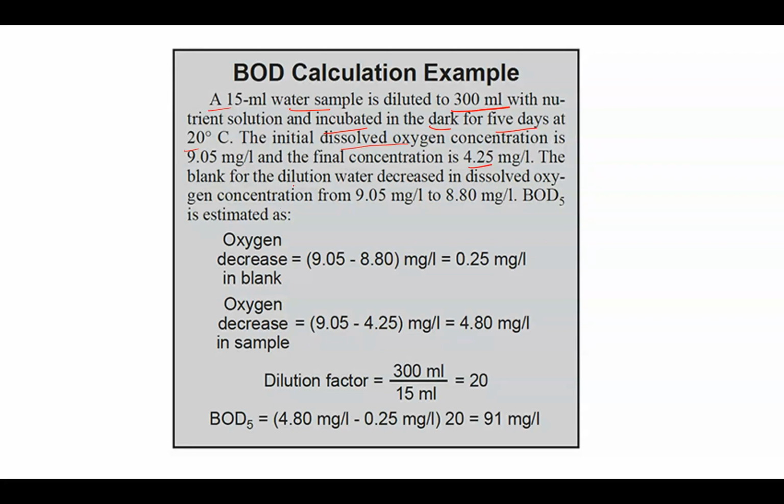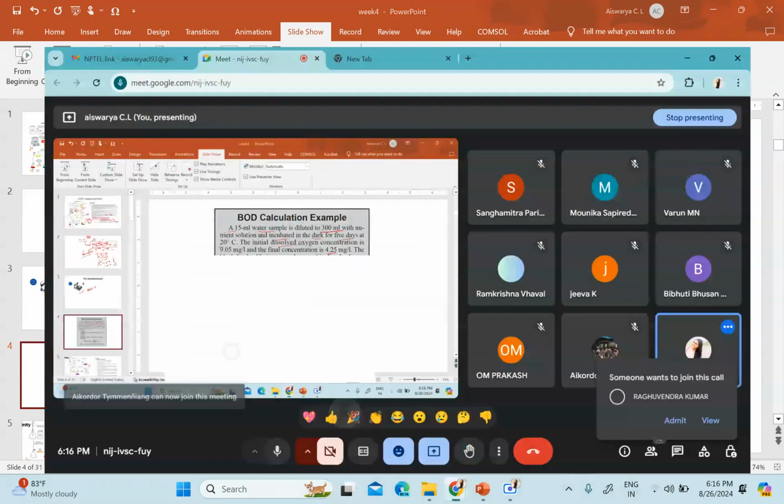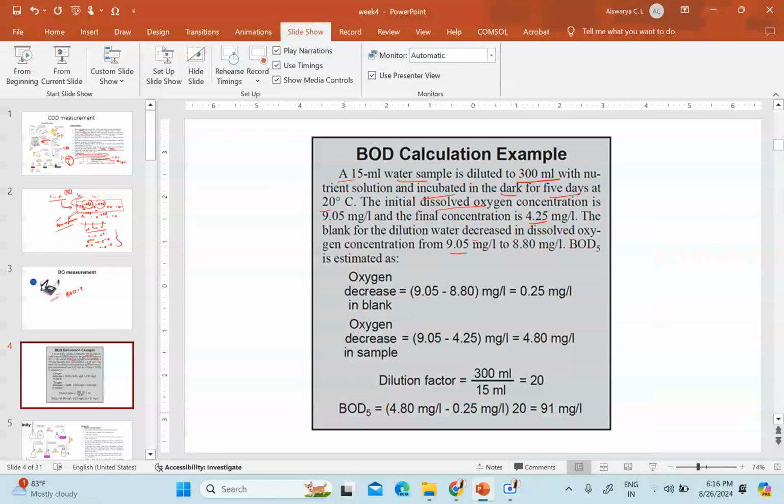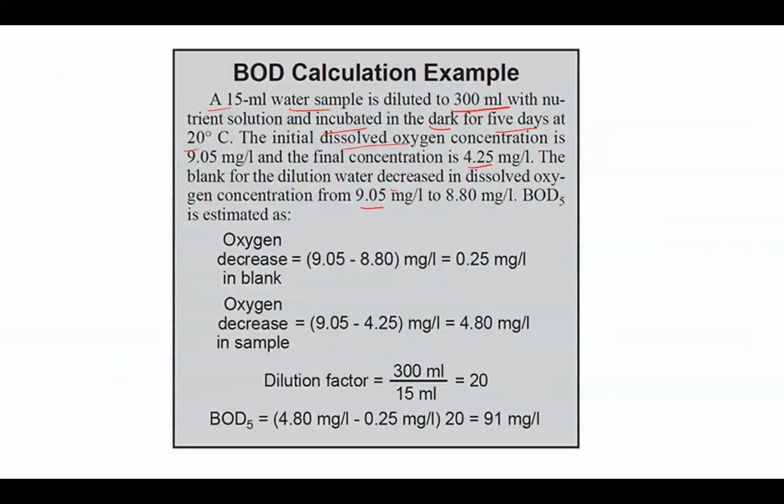The blank for the dilution water decreased in dissolved oxygen concentration from 9.05 milligram per liter to 8.8 milligram per liter. So normally the BOD is estimated for 5 days. So how are we calculating this?